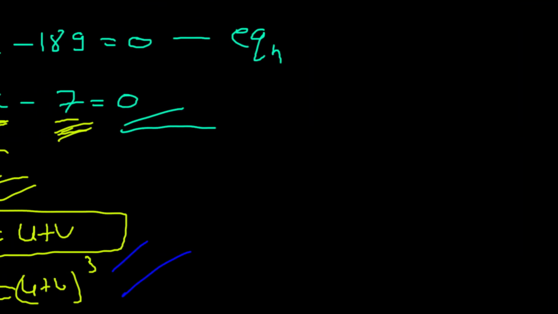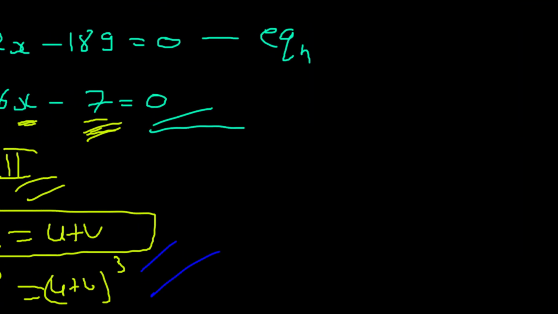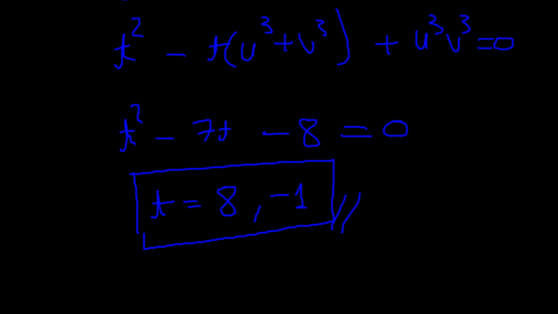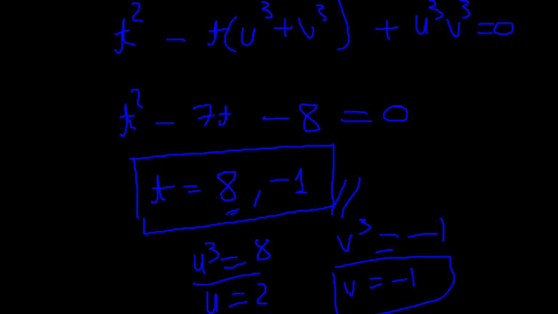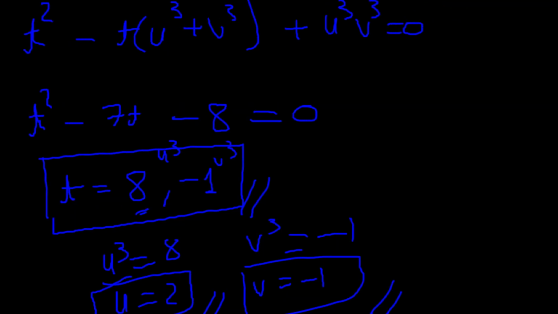Just put the value of u and v here. For u, just see, u cube equals 8, so u equals 2, and v cube equals minus 1, so v equals minus 1. It's a trick. You're going to get this from here only. Just remember, this will be u cube, this will be v cube.